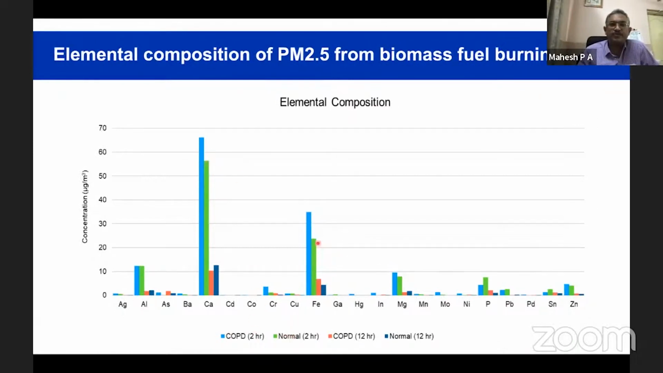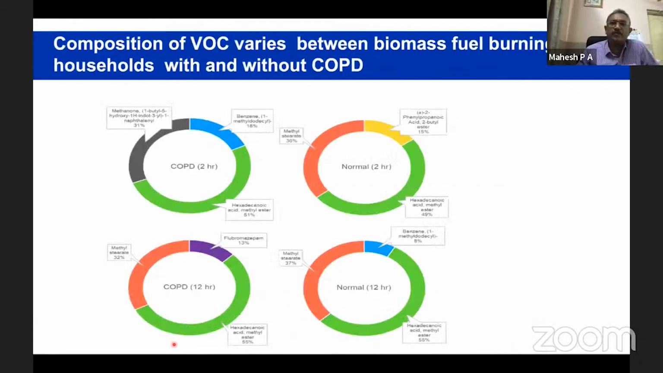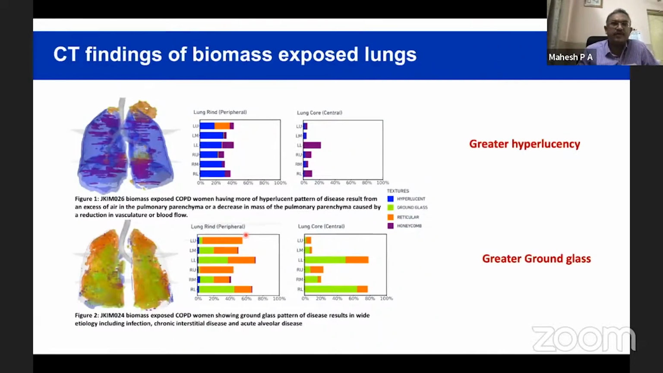Some of them show a dramatic difference between the two groups. We have collected these biomass fuel particles. We also looked at the VOCs from this biomass fuel burning in houses with and without COPD. This is COPD and this is in houses without COPD. And we have done gas spectroscopy and liquid LCMS, and we have found there is a significant difference between the two houses. Now, we have done about 30 subjects so far, but our aim is to do about 250.